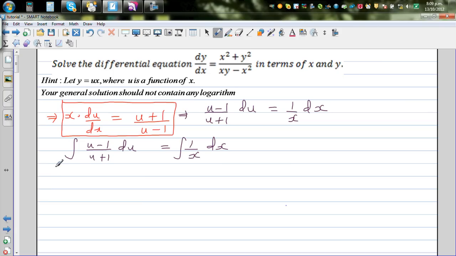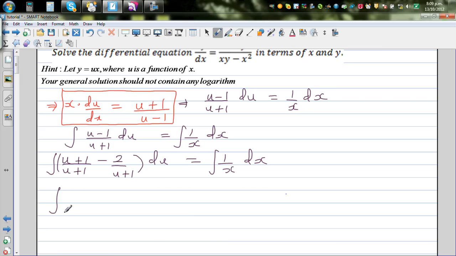Okay, the next step is a bit tricky. In the integration, this u minus 1, I'm going to write as u plus 1 take away 2. I'm going to write like this: (u plus 1) over (u plus 1). I hope this step is not that difficult. So du is equal to integration of 1 over x dx. As you're integrating both sides, you don't need to put a constant on both sides, so let us put a constant only on one side. I'll integrate together. So this is integration of (1 minus 2 over u plus 1) du is equal to integration of 1 over x dx.